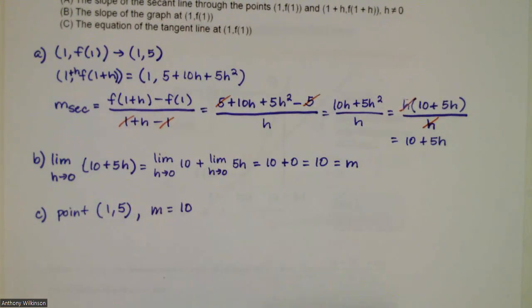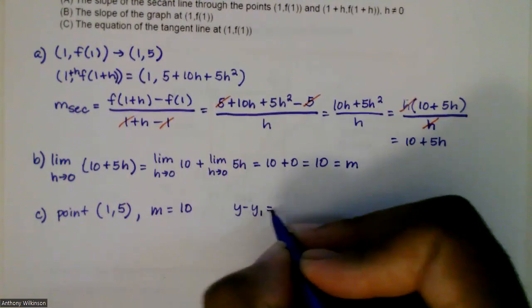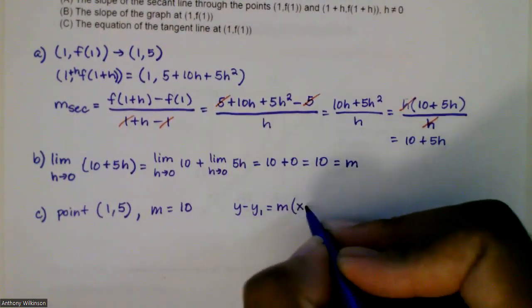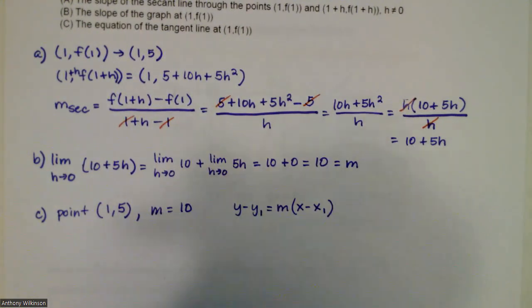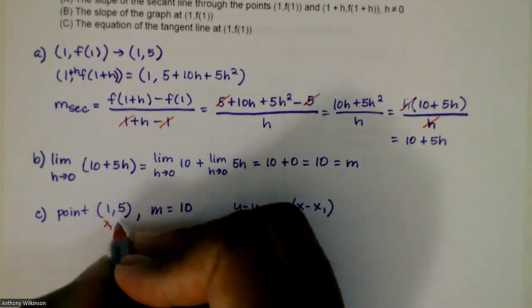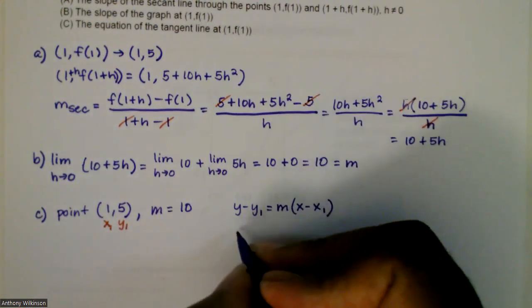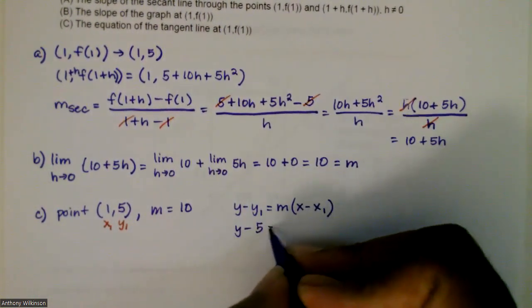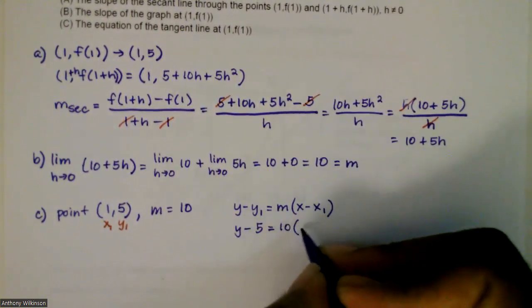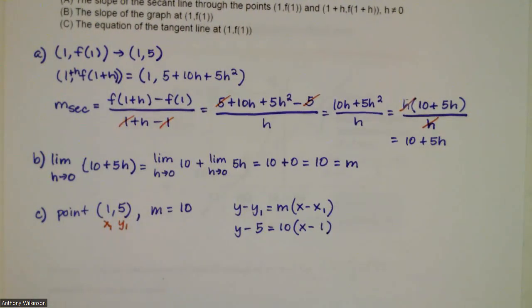And of course, we use the point slope form, which is, of course, y minus y1 is equal to m, the slope, times x minus x1. And then the 1, that will be x1, and the y1 will be 5. So in this case here, we just substitute the y1 with 5, so it'll be y minus 5, equaling the slope, that's 10, times x minus x1, which is 1.